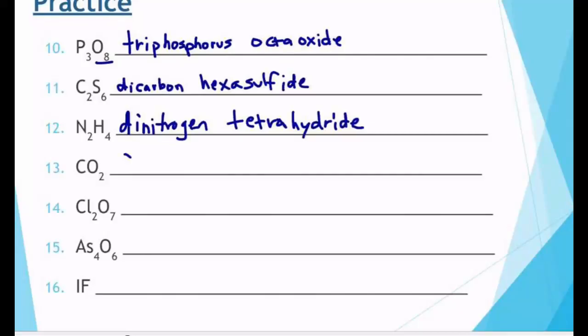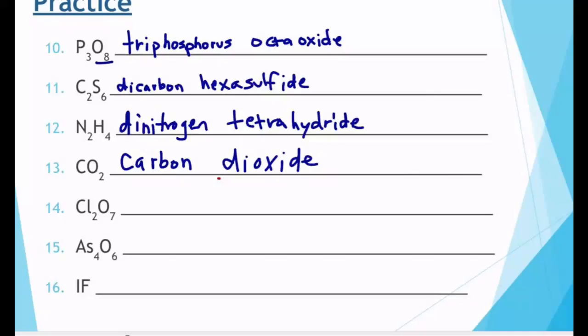Next one, I have 1 carbon, but I'm not going to call it monocarbon. If there's one of that first element, we just name the element. We do not put a prefix there. So just plain old carbon. Then I have 2 oxygens, so 2 is di. Oxygen changes into oxide. And a lot of you probably just saw that and were like, oh, CO2, carbon dioxide.